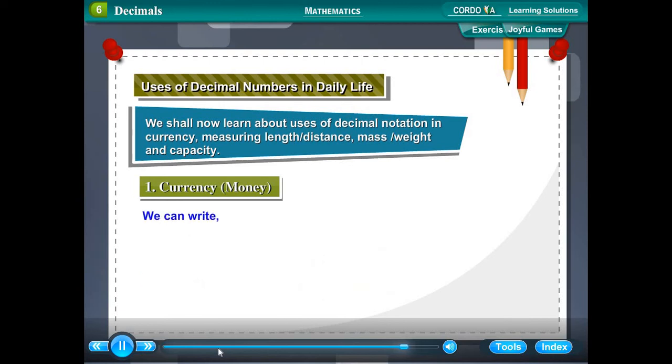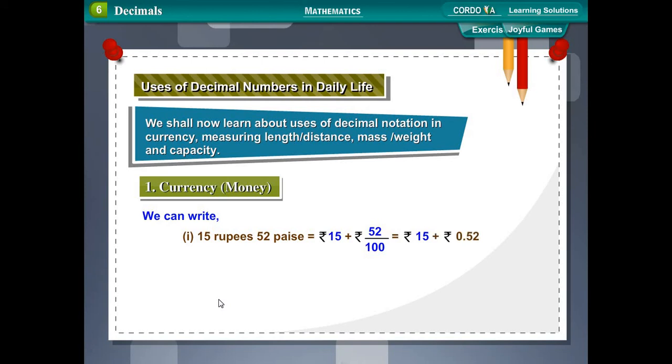We can write 15 rupees 52 paise equal to rupees 15 plus rupees 52 upon 100, which is equal to rupees 15 plus rupees 0.52, which is equal to rupees 15.52, or rupees 15 and 52 paise. 6 rupees 5 paise is equal to rupees 6 plus rupees 5 upon 100, which is equal to rupees 6 plus rupees 0.05, which is equal to 6 rupees and 5 paise.